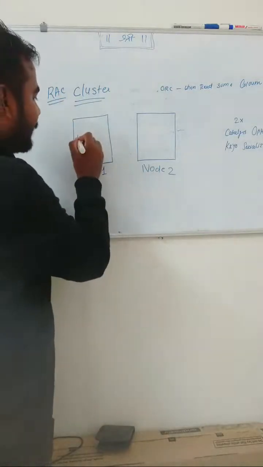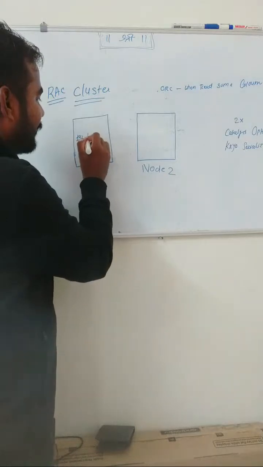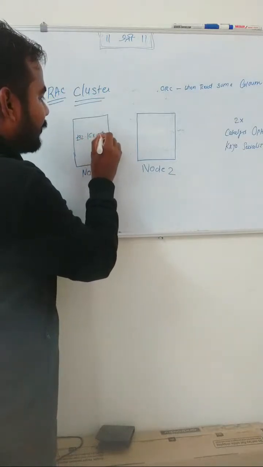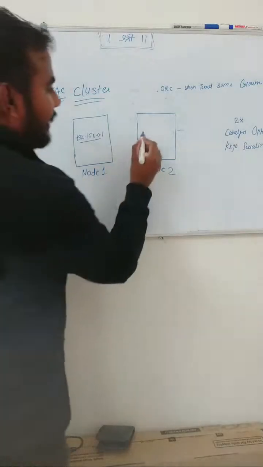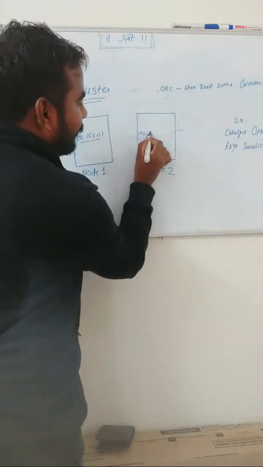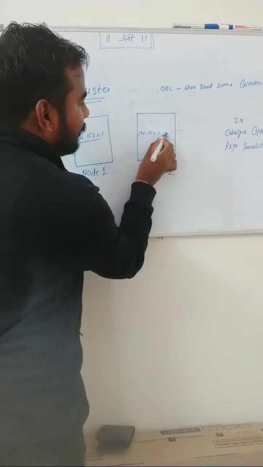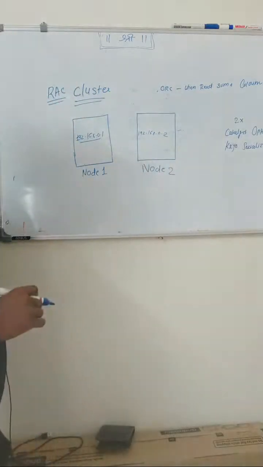So let me take one example as 192.168.0.1. This is the IP address of the first server. And 192.168.0.2. This is the IP of my second server.